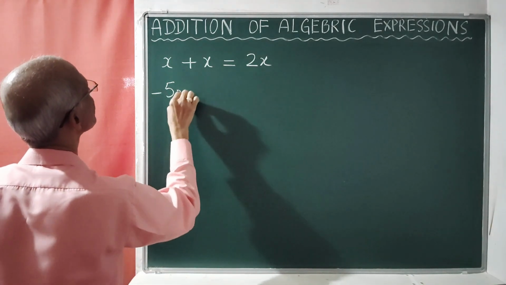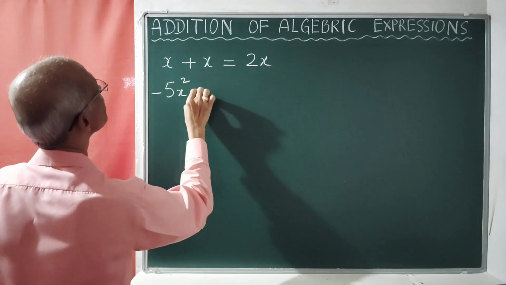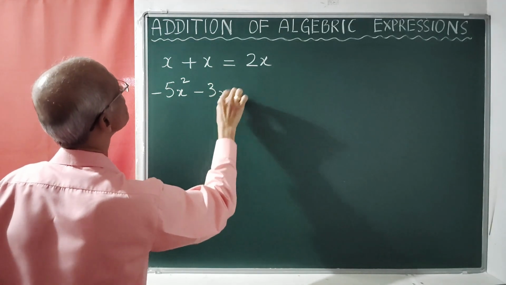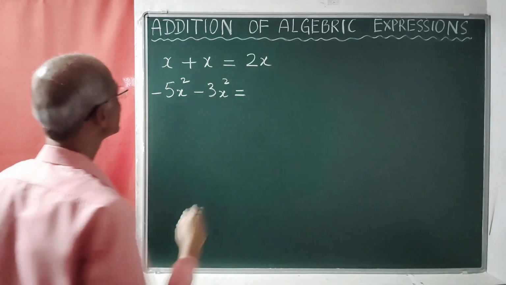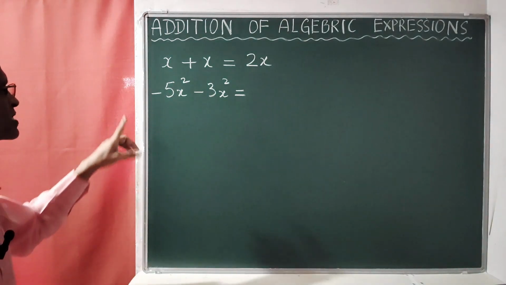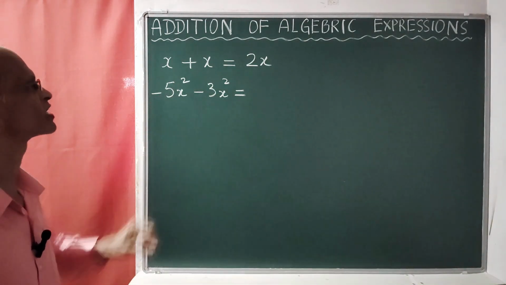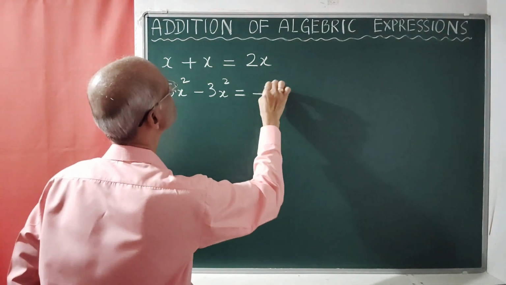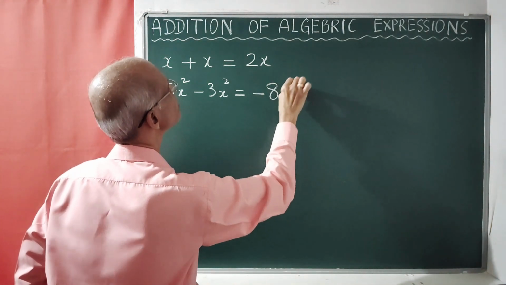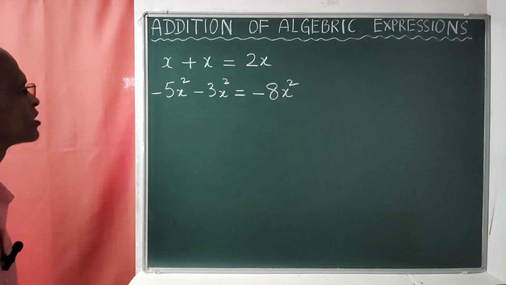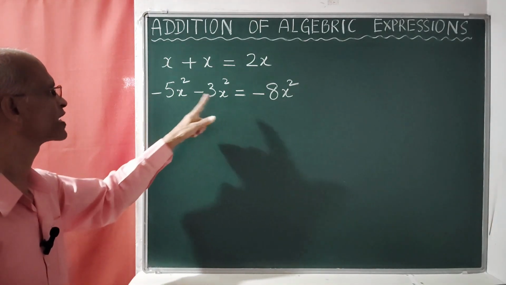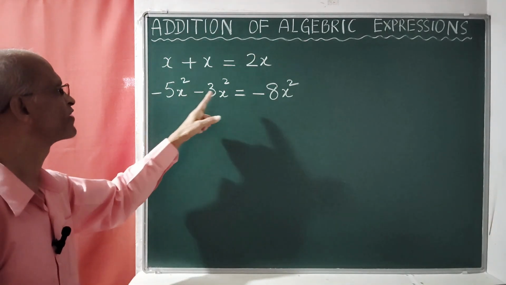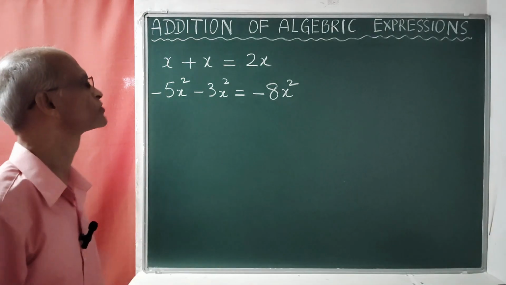Minus 5x square minus 3x square. Here we have to solve only the numbers, that is minus 5 minus 3. Add and put minus. So minus 8x square. We are only solving the numbers, not the variables. We are keeping the variables as they are. Okay.